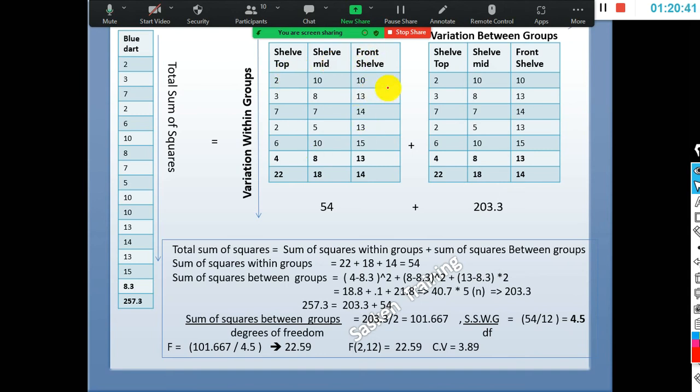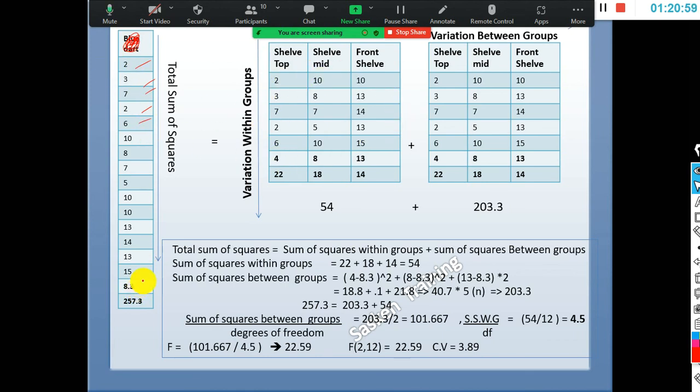Top shell, mid shell, the same values. Here also the copy paste is the same thing. And here what I do is forget about the blue dot. This is something nonsense. So I put all the values 2, 3, 7, 2, 6, all the store values here. Okay, 2, 3, 7, 2, 6, and it's a population.